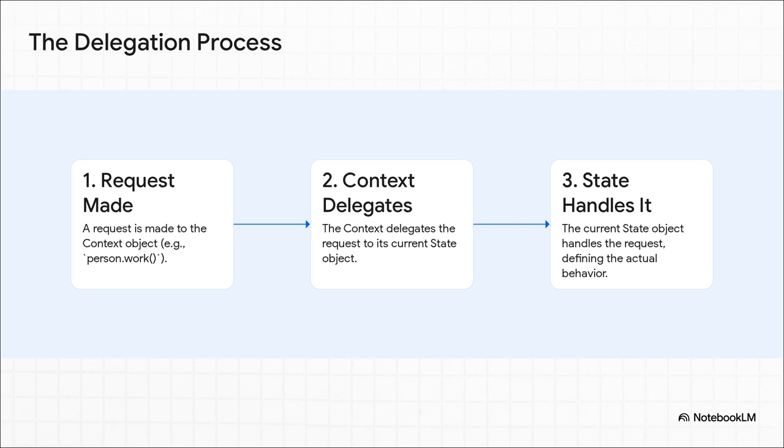So how does it all fit together? Well, let's say your code calls a method like person.work. The person object doesn't actually handle that request itself. Nope. It acts more like a manager. It just turns around and delegates that request to whatever its current state object is. It's the state object, either healthy state or sick state, that does all the real work.